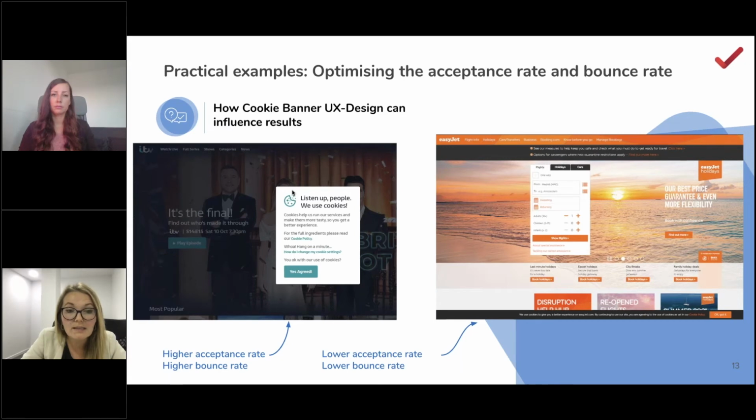So what we can see here, in general, is that the acceptance rate of cookies will probably be higher because it's very, very visible. I do have to interact with the cookie banner if I want to continue browsing the website, but the bounce rate will very likely also be higher in this case.